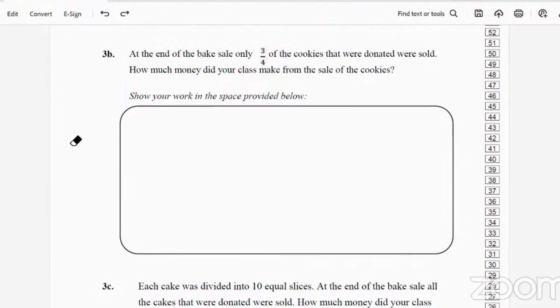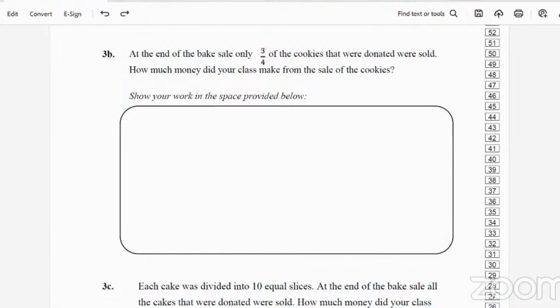Question 3B. At the end of the bake sale, only 3/4 of the cookies that were donated were sold. How much money did your class make from the sale of the cookies? Some important information here: only 3/4 of the cookies that were donated were sold. So not all the cookies were sold. We're going to have to find out what is 3/4 of that total to see how much was sold, and then we will multiply that by the cost of each cookie.